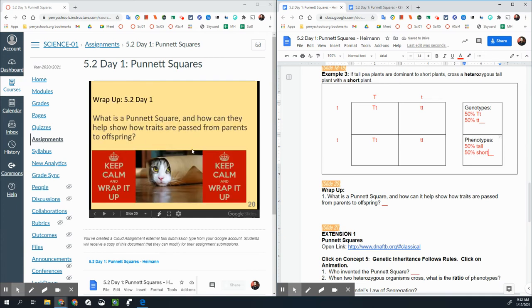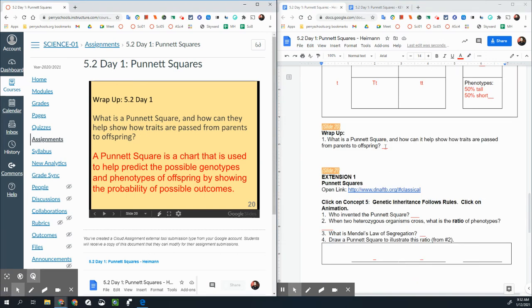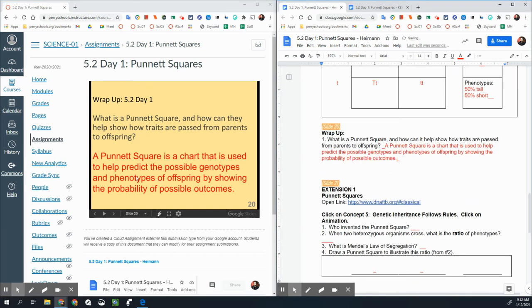All right, Kate, so that brings us to the wrap-up question. What is a Punnett square, and how can they help show how traits are passed from parent to offspring? All right, a Punnett square is a chart that is used to help predict the possible genotypes and phenotypes of offspring by showing the probability of possible outcomes. And we will type in our answer here.